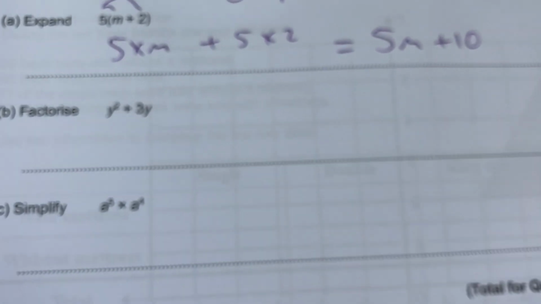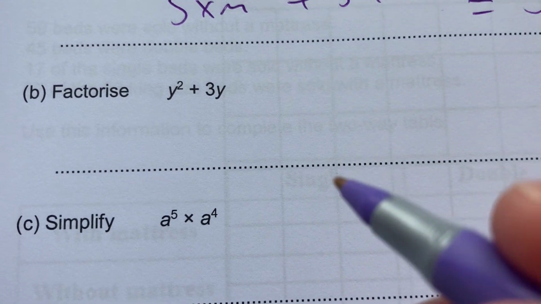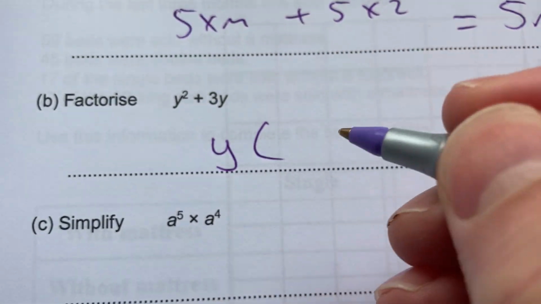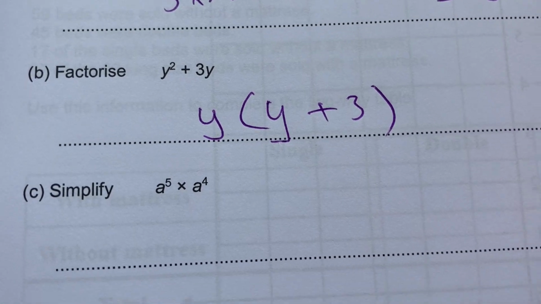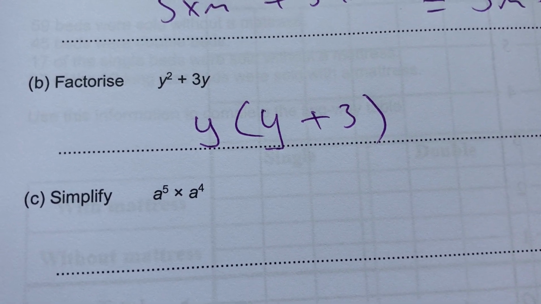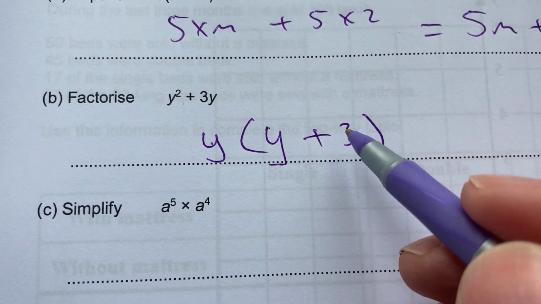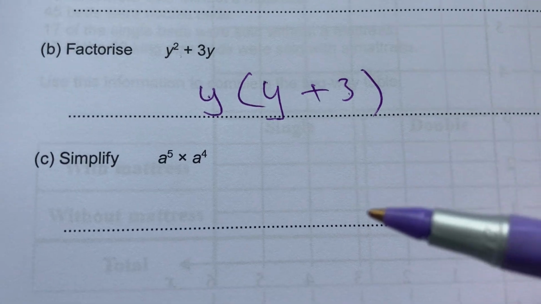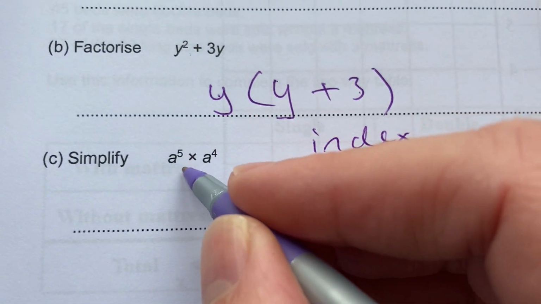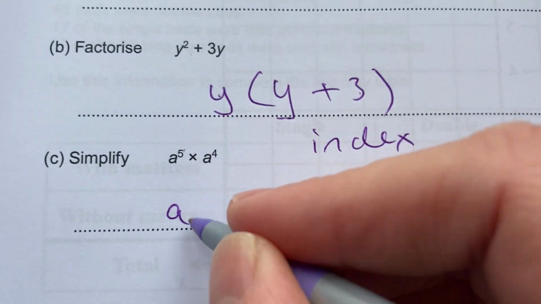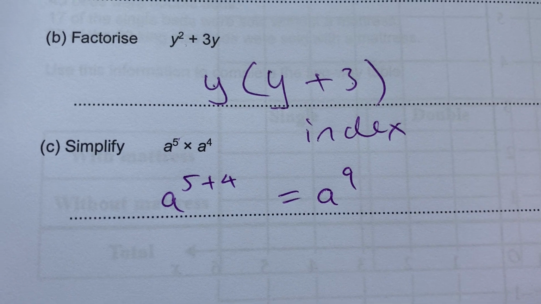Y is common to both terms. So I'll take out y plus 3. And that's fully factorized. And you can expand that to check, would I get back to that? Y times y is y squared. Y times 3 is 3y. Then we've got some index laws. When we multiply the bases, we add the powers. It's a to the 5 plus 4, a to the 9.